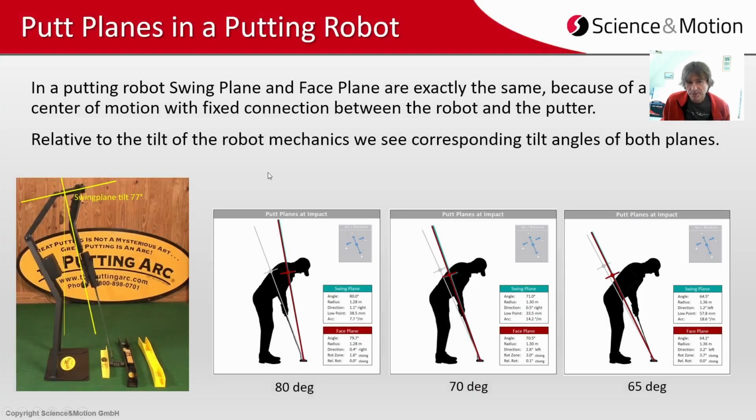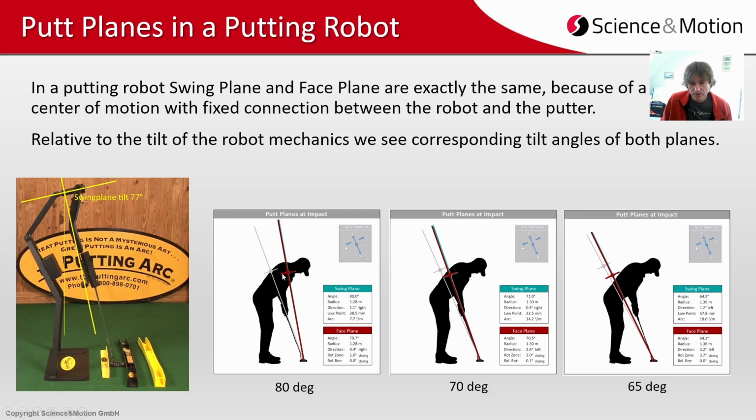Now let's talk about putt planes in a putting robot. In a putting robot you have static conditions and stable conditions of path and face angle. These robots also have some kind of tilt angle. On the left you see the robot from Putting Arc, and this robot has a swing plane angle measured by 77 degrees. Consequently, face plane and swing plane will also show 77 degrees.